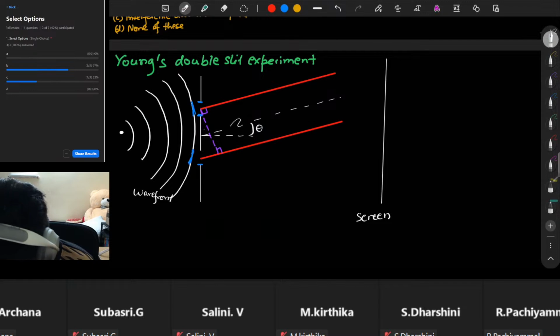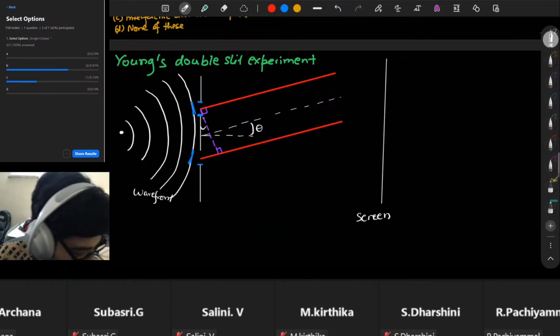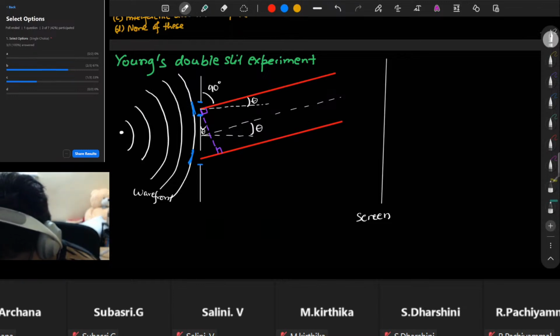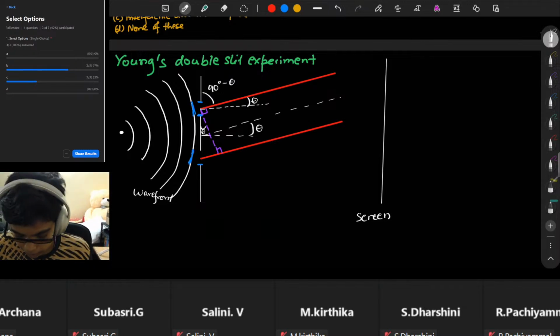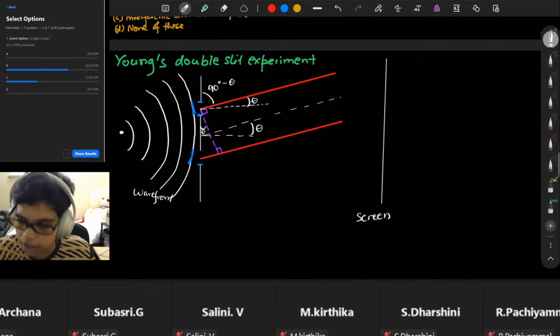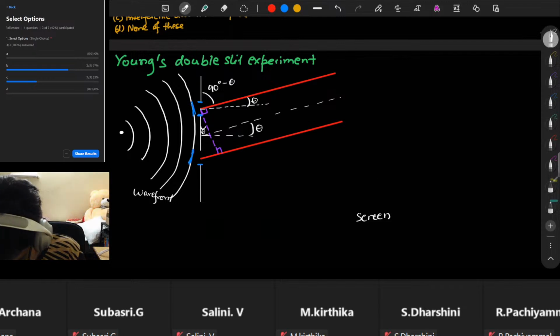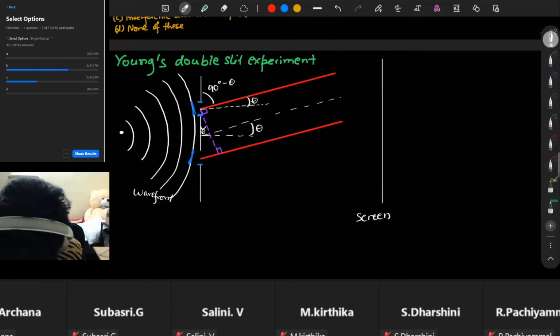And this angle also will turn out to be theta. Why? Because if you draw a parallel line over here, so this is also theta. So this angle will be 90 degrees minus theta. And since this is 90 degrees and this is 90 minus theta, this angle over here will be theta. Because the sum total of all angles on a straight line needs to be 180 degrees. So that's why this angle is theta.